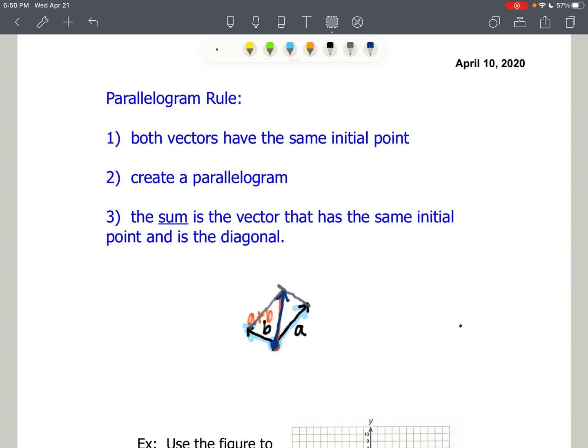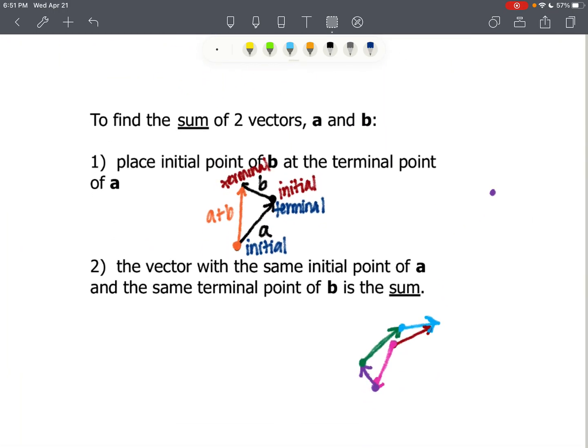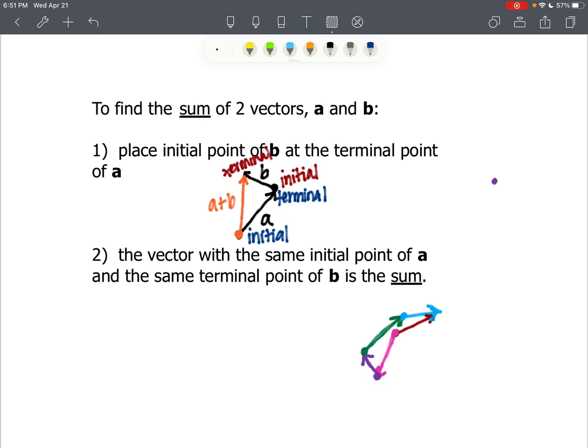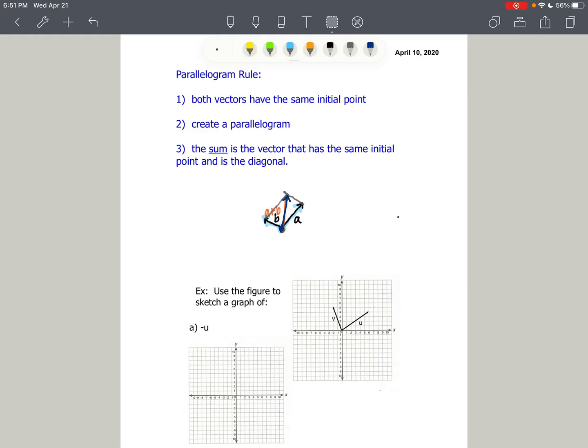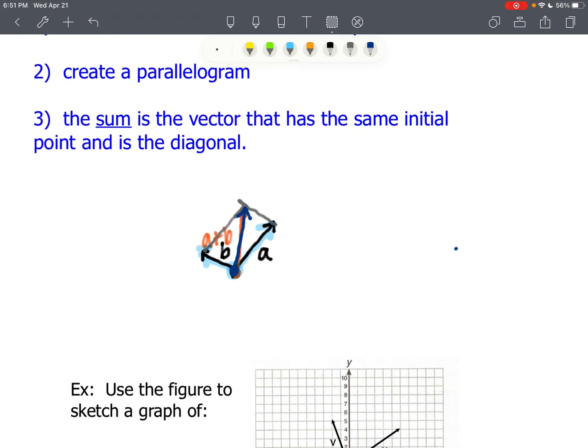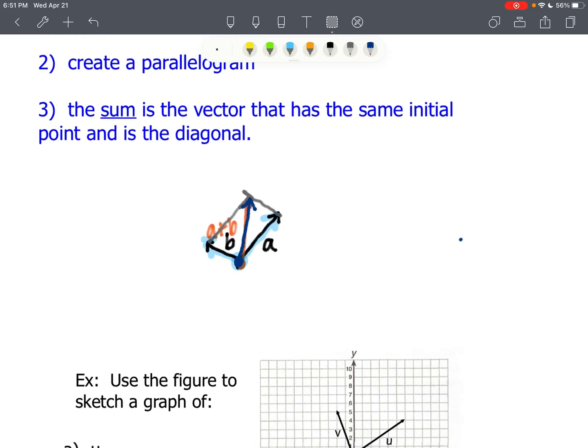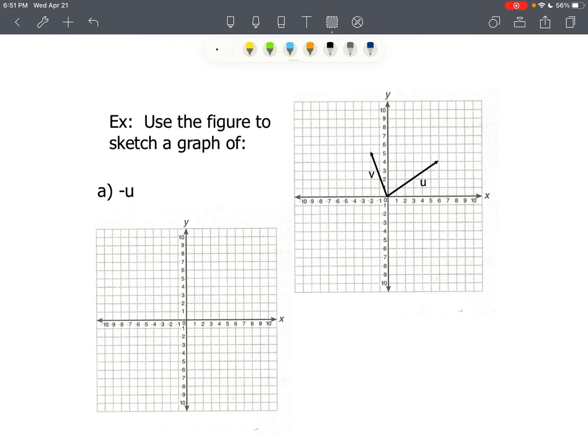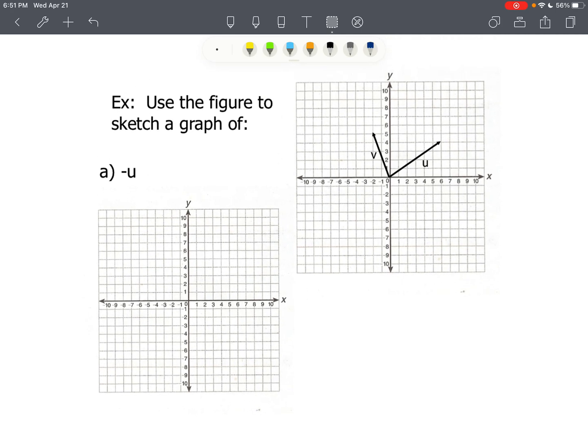So regardless of whether you use the parallelogram rule, or find the sum using the initial to terminal method, you're going to end up with the same exact sum. So when you're adding two vectors, you can use either rule to add the two vectors together. Now, we're going to get comfortable with what's happening graphically. So we're going to do about 5 problems.